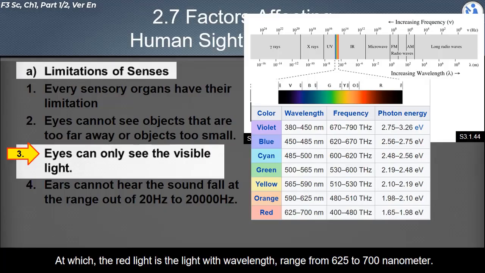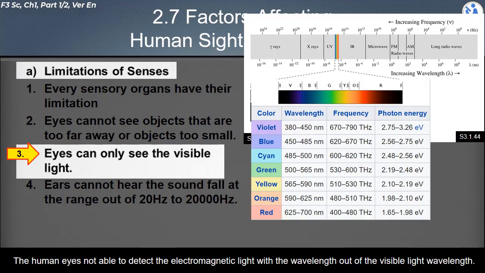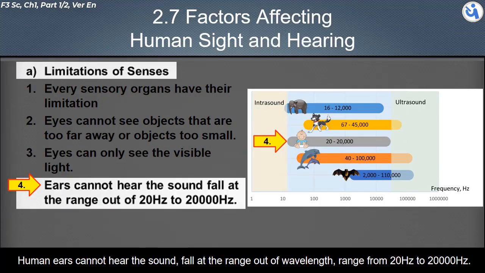The red light is the light with a wavelength range from 625 nanometers to 700 nanometers. And the violet light is the light with a wavelength range from 380 nanometers to 450 nanometers. Human eyes are not able to detect electromagnetic waves with wavelengths outside the visible light range. Human ears cannot hear sound outside the range from 20 Hz to 20,000 Hz.